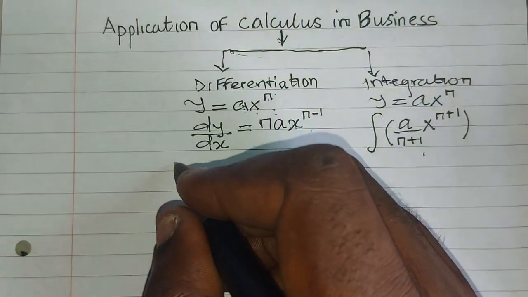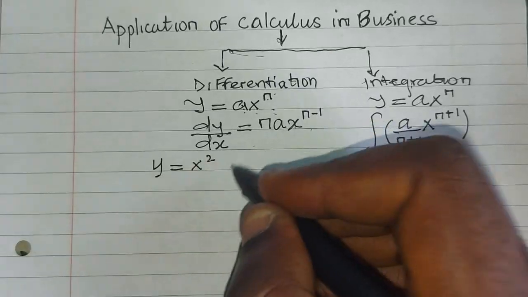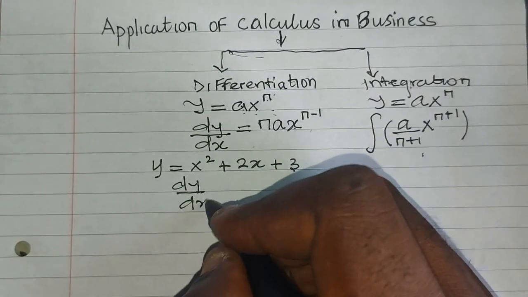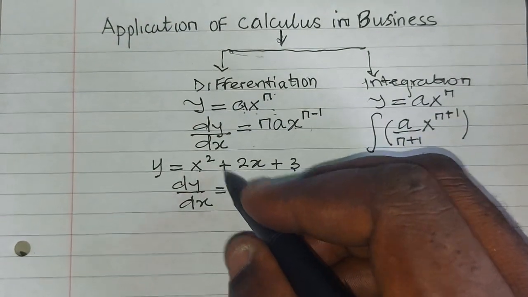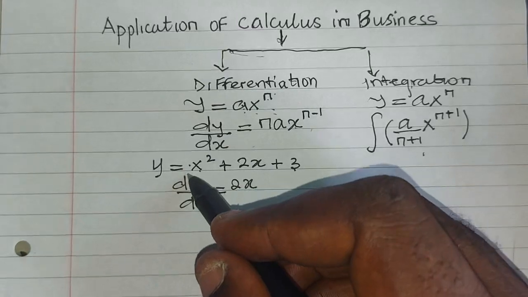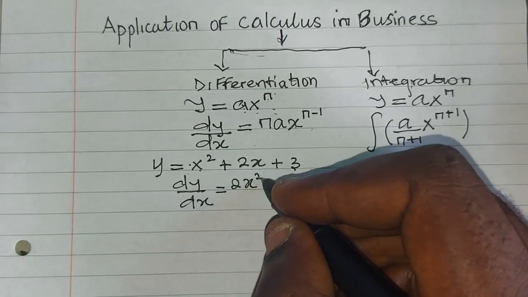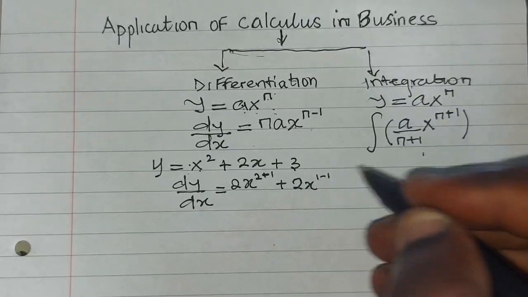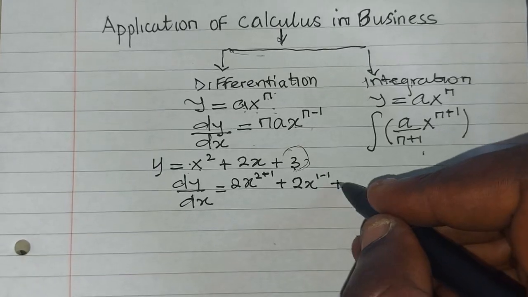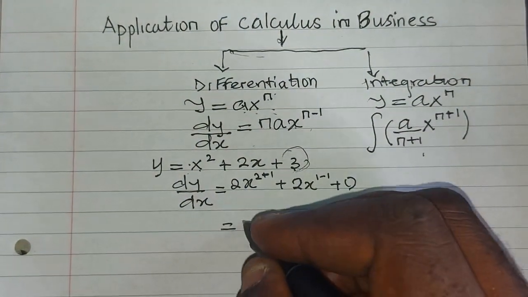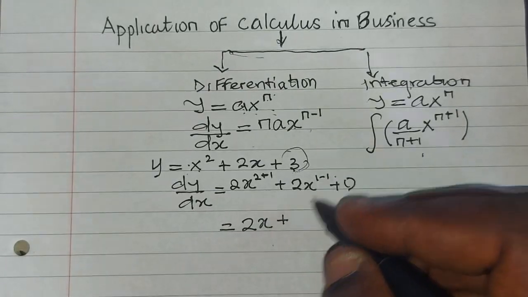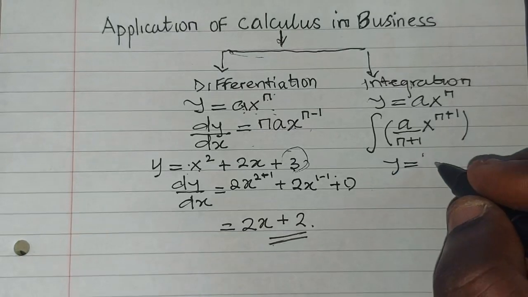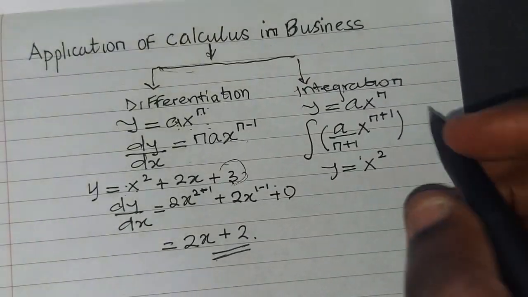Supposing you have, for example, y equals x squared plus 2x plus 3. Our dy/dx will be 2 multiplied by the coefficient, 2x raised to power 2 minus 1, plus 2x raised to power 1 minus 1. Then the differentiation of a constant is 0. So at the end of the day, we have 2x plus 2.